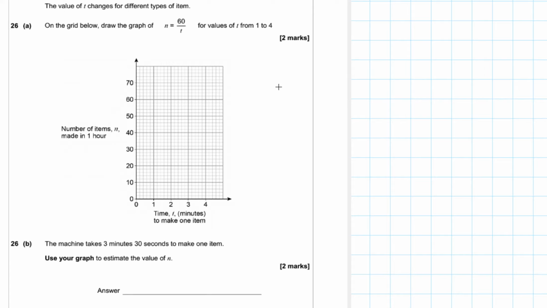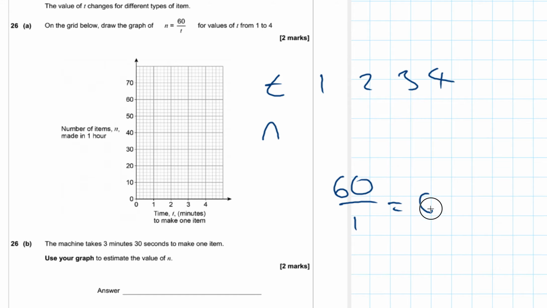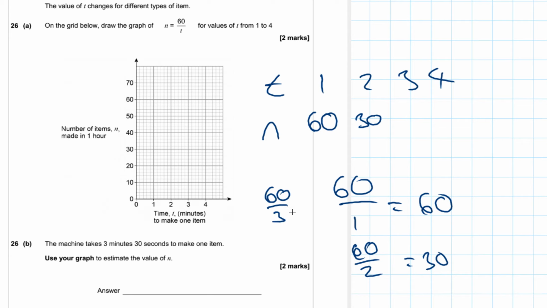Okay, what we need to do is you do a grid. T here, so we know it's 1, 2, 3 and 4, and then we have n. So then we just plug in the numbers. So t equals 1, so n is 60 divided by 1, which is equal to 60. So there's your first value. Then we do t equals 2. So again, remember, we're just using this formula here. 60 divided by 2 is 30. Then we do 60 divided by 3, which is 20. And then we do 60 divided by 4.